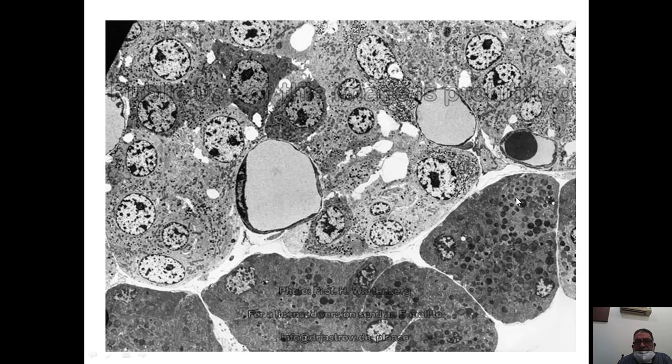So look at the difference. This one is largely deeply stained. This is the lighter stain. So it is the beta cell and the alpha cell. Alpha cells secrete glucagon, whereas beta cells secrete insulin.